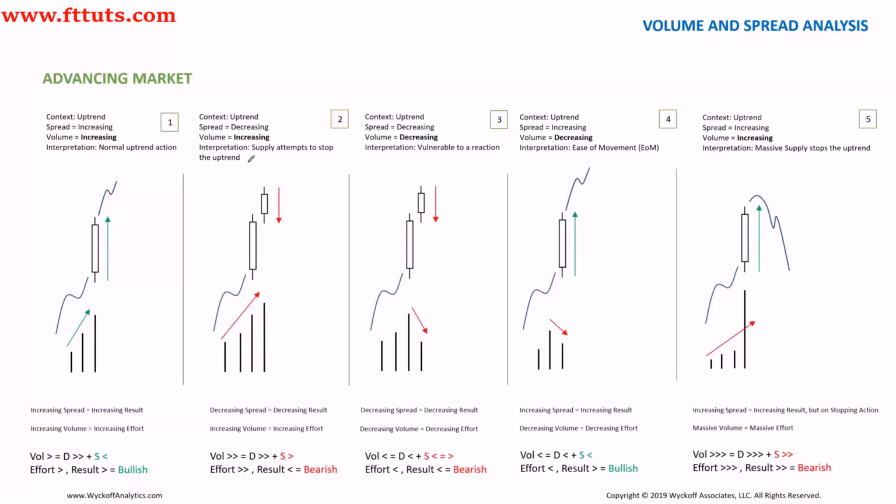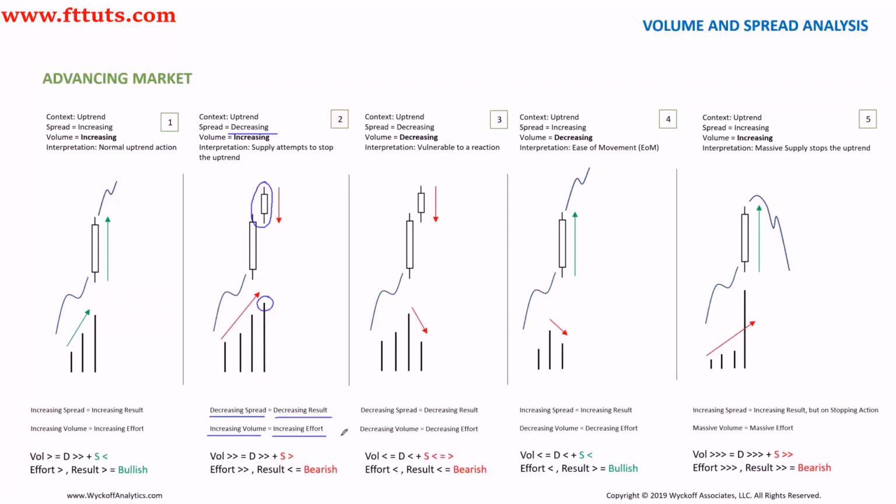Second scenario: the spread is decreasing, and it still happens on an increased volume signature. So what does it mean? We have a decreasing spread, which means a decreasing result, and we have an increasing volume, which shows us an increasing effort to push the price up. So in other words, there is an increased effort to push the price up, and yet it cannot do so.